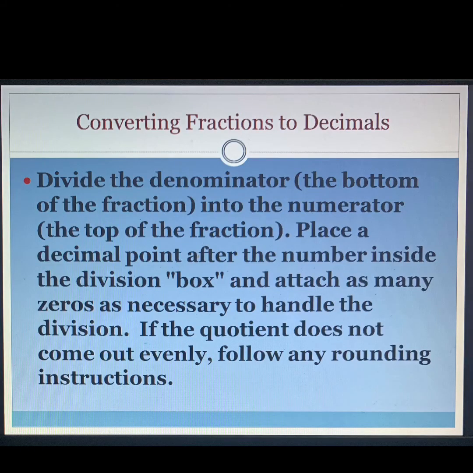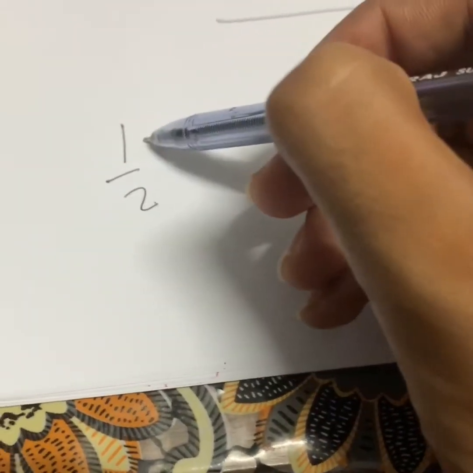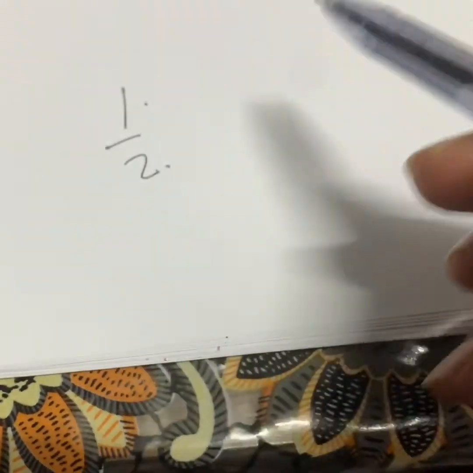Lastly, we look at converting fractions to decimals. How do you convert fractions to decimals? You can read the notes on the slide, but I'll explain using an example. Let's look at an example here. The numerator is 1 and the denominator is 2. So the fraction is a half. We need to convert this fraction into decimals.